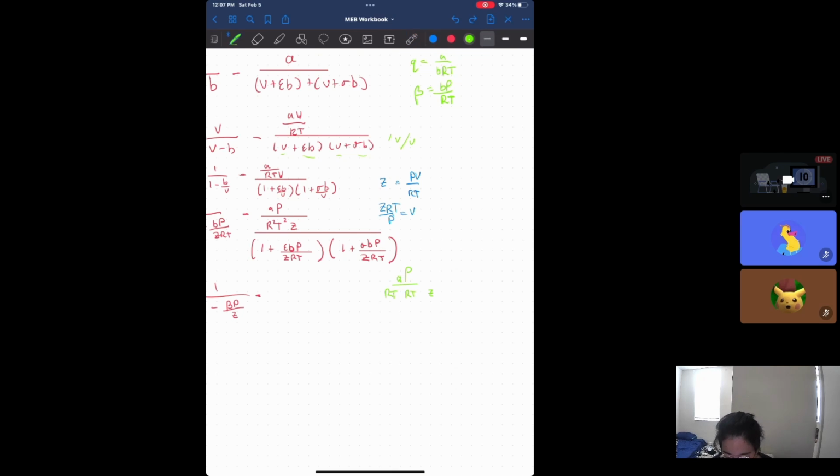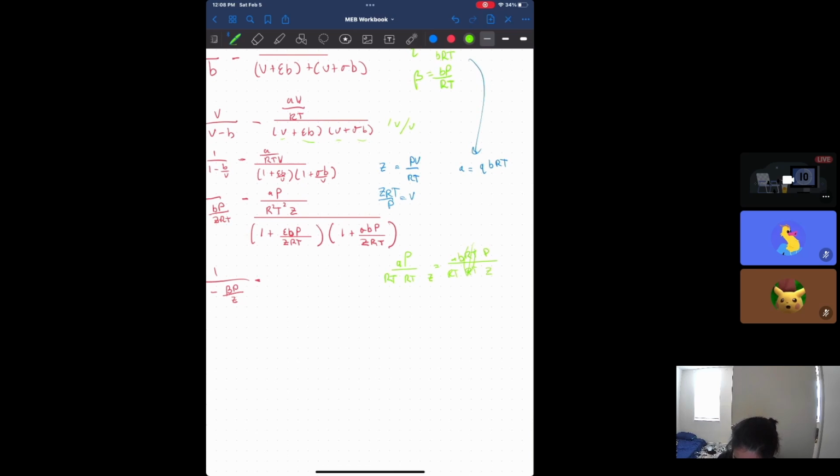Let's see how we can manipulate that equation to say that a is equal to q b rt. And if we plug that in, we get q b rt times p over rt z. Notice that this now cancels out. We now have a b p over rt times z.